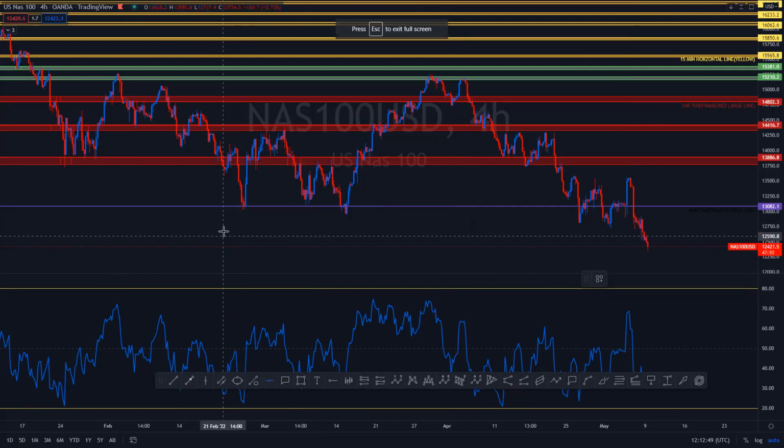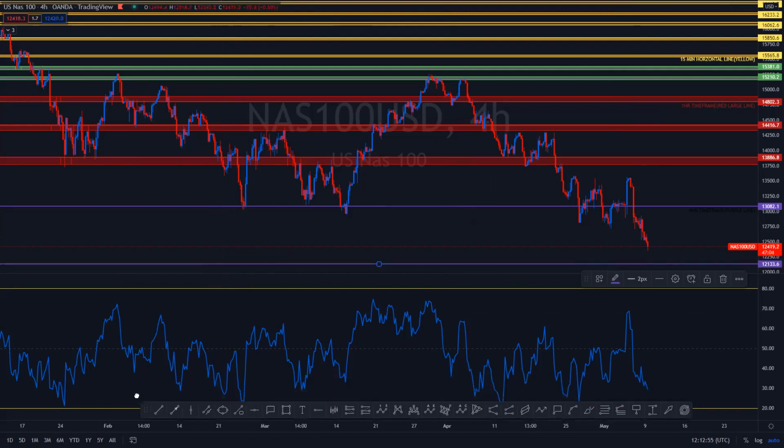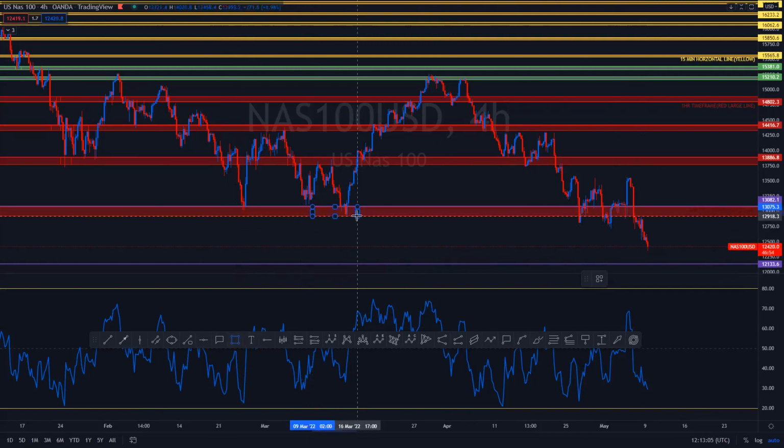And put another one. Probably going to say down here somewhere, possibly, because price looks like it's still trending down. So then I'm going to put just another zone down to here. Make this purple.